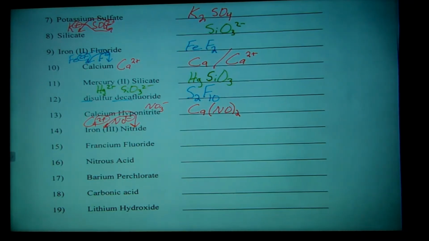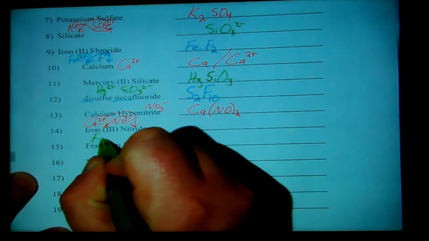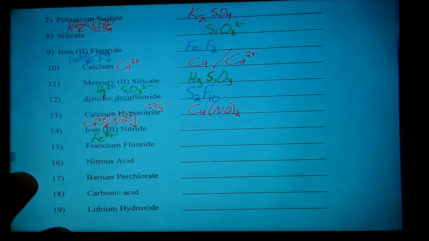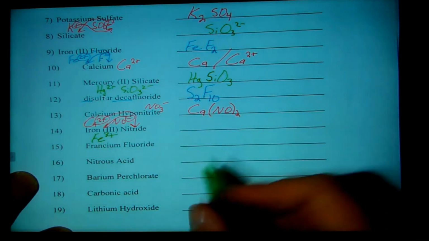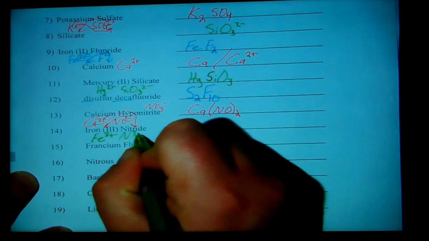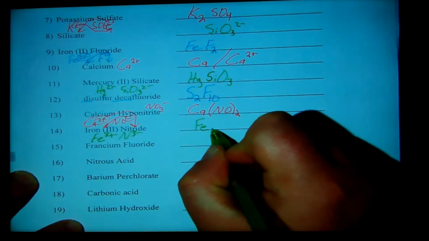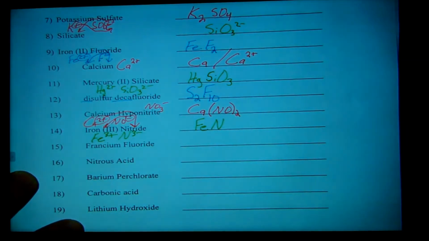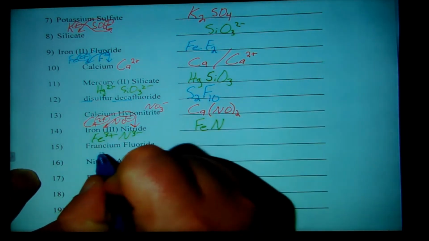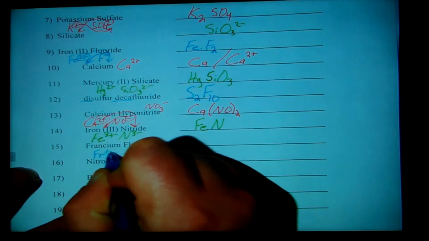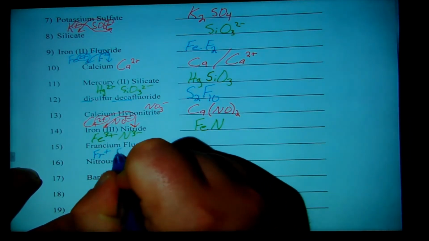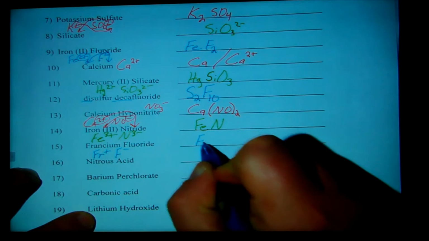Number 14, iron 3 nitride. So iron 3 is Fe3 plus. Then I have the nitride, which comes from the 15th column, so 3 negative. It's a 1-to-1 ratio, so it's just FeN. Then we have francium fluoride. Francium, so Fr plus because it comes from the first column. Fluoride, F negative, so it's just FrF.